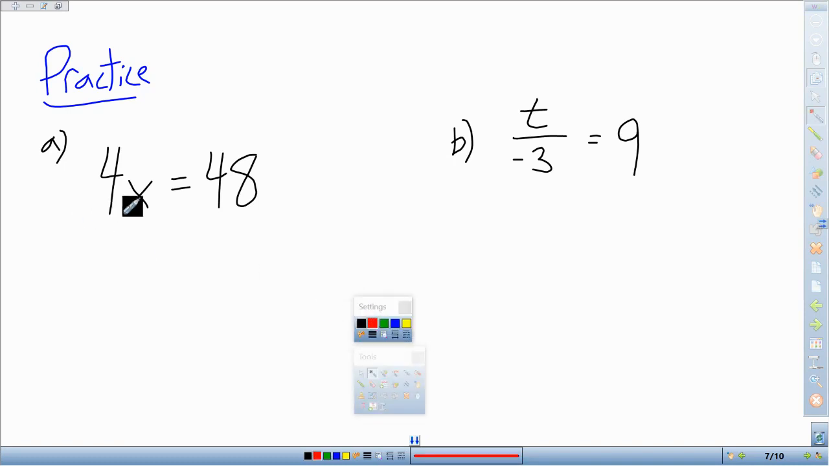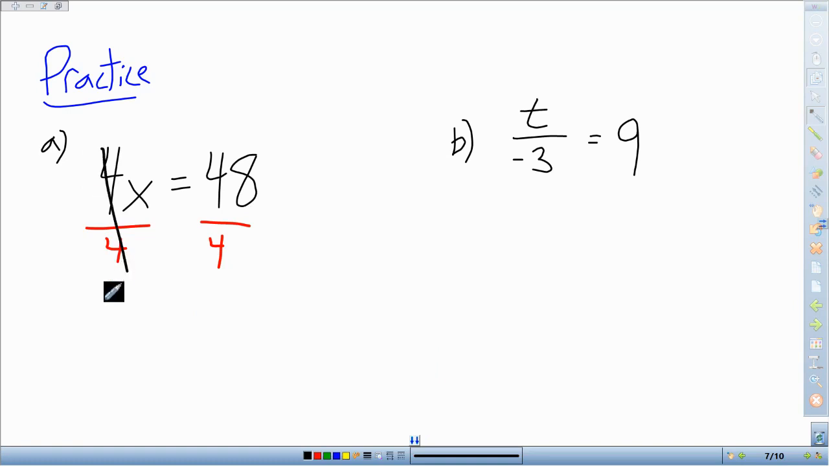Alrighty, so we have this 4 being multiplied by x. Hopefully you first thought, okay, I need to undo this multiplication with division. Divide both sides by that positive 4. So it looks like they're canceling. We get x equals, 4 goes into 48 12 times.